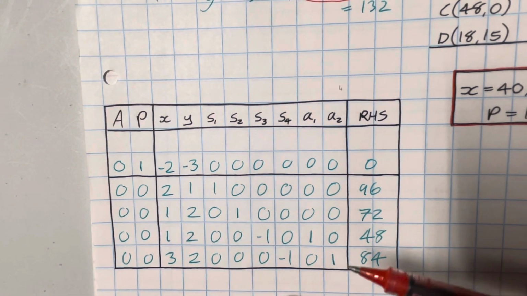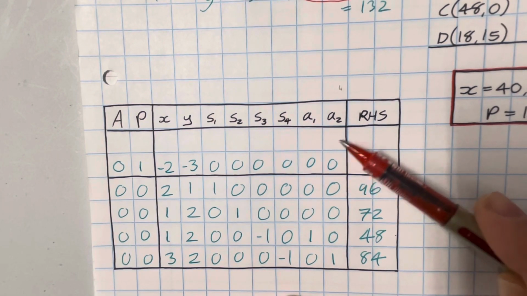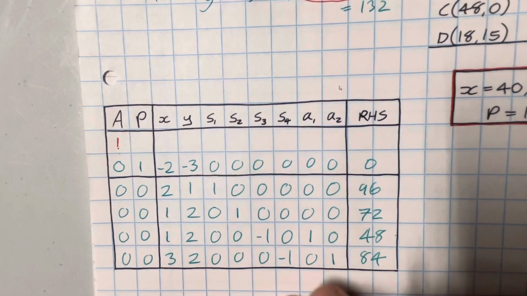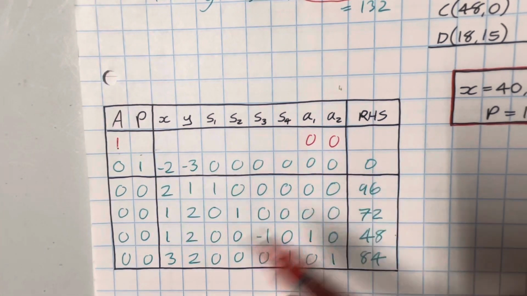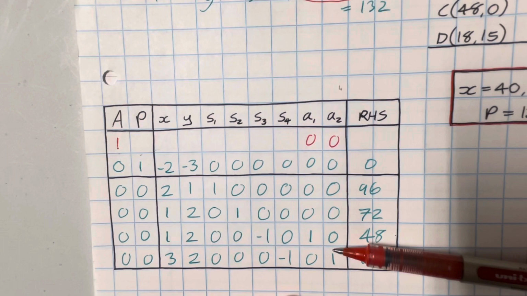Nice and easy from the Tableau. Just add these two together. We'll end up with an A1 plus an A2, which we replace with a capital A. So we get a 1 over here instead of the A1 plus A2. And everything else in that row is just the sum of these two, the two that contained the artificial variables.